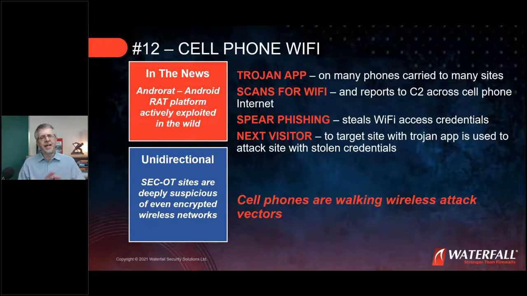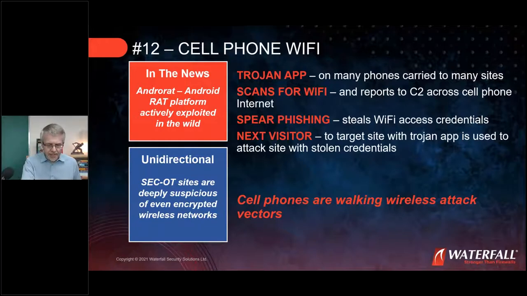So here's the attack. Imagine that an attacker is using AndroRat and has embedded their malware into a bunch of popular Android apps and has infected hundreds of thousands of cell phones. What does the stuff do? When you carry a cell phone into an industrial site, nobody connects the cell phone to Wi-Fi on the industrial networks. Nobody does that. That's just a bad idea. So the Wi-Fi subsystem in the cell phone is idle. And so the malware uses the Wi-Fi subsystem to scan for Wi-Fi access points and report their GPS location over the cell phone data connection to the command and control center on the internet.